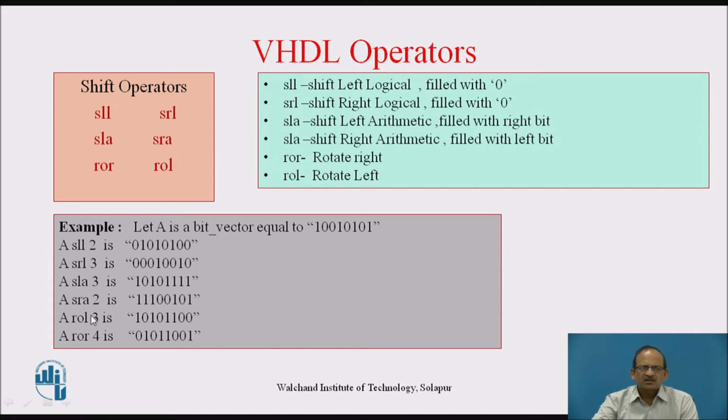Now in case of rotate left by 3, these 3 bits will go out, and they will get rotated, and they will enter from the least significant bit. So the answer will be 1 0 1 0 1 1 0 0 1 0 1 0 1 1 0 0. And in case of rotate right, what does it mean? These will go out and come in from the left side. So the answer will be 0 1 0 1 1 0 0 1. Right. So this is how these shift and rotate operators are used.